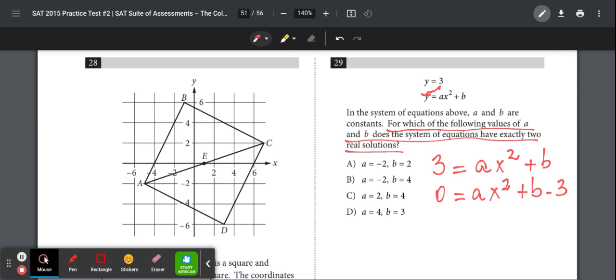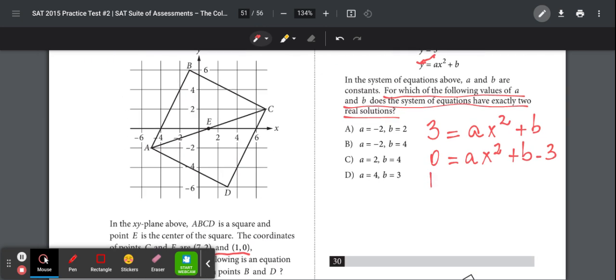We do know that the discriminant of a quadratic controls the number of solutions that quadratic has. So the discriminant of any quadratic is b squared minus 4ac. And in order for that particular quadratic to have two real solutions, the discriminant has to be greater than 0. So in our case, b squared minus 4ac has to be greater than 0.